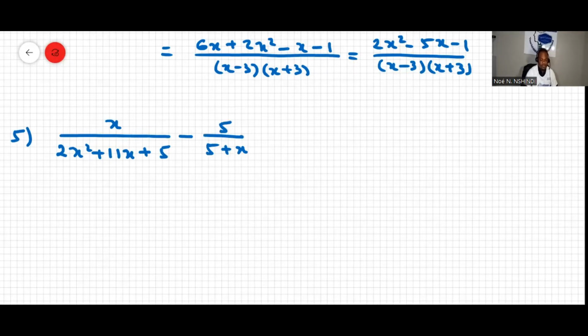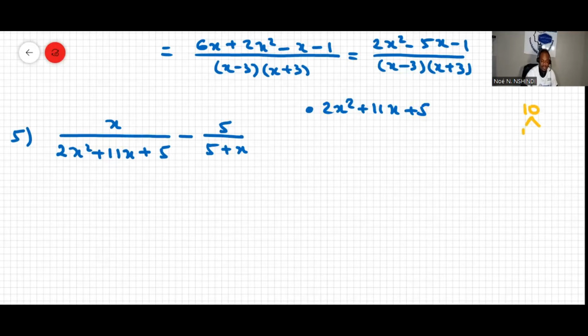to solve this, we're first going to factorize this denominator, okay? I prefer to do it over here: 2x squared plus 11x plus 5. Now we multiply this coefficient here times 5. It's 10, okay. So this is equal to 10. All right, 10 there. And then list the factors of 10.